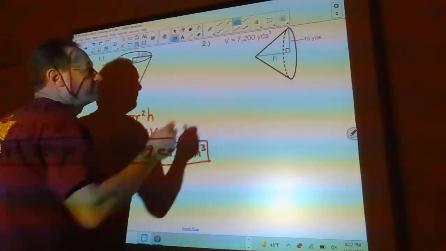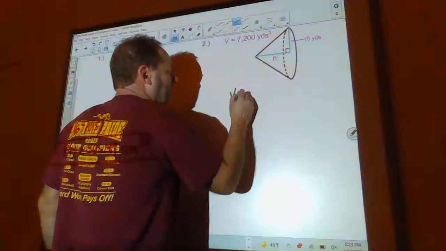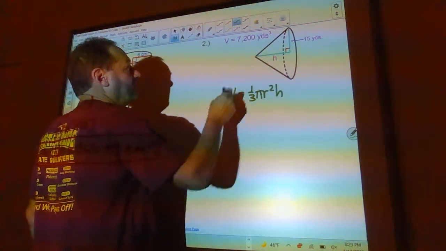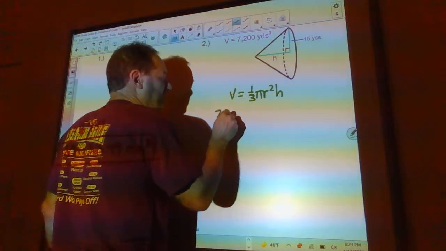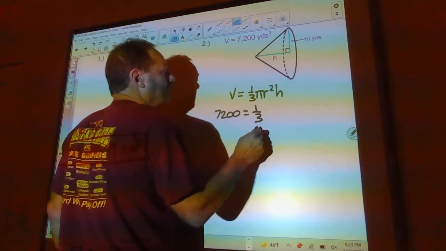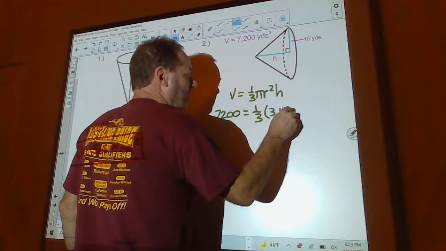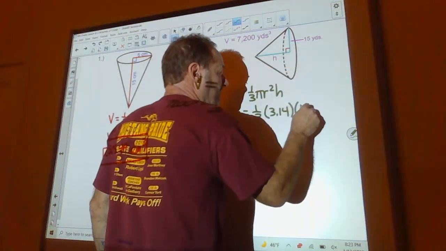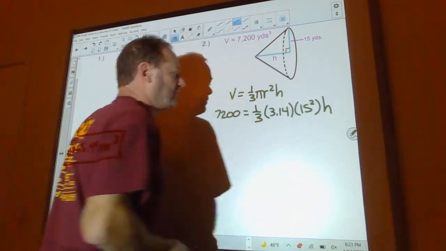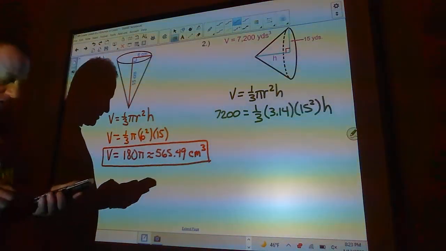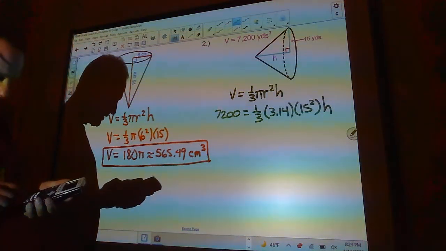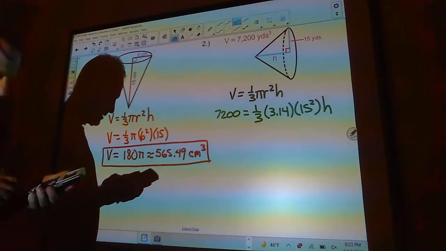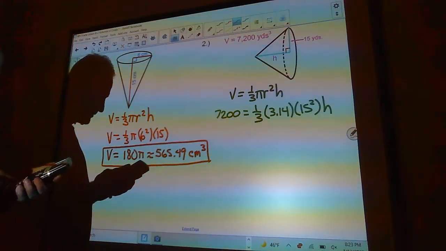Okie doke. On this one over here, go ahead and write down the formula again. 1/3 pi r squared h. Okay, now we know the volume is 7,200. We're going to go ahead and use 3.14 for pi. The radius is 15, so that's 15 squared h. Okay, so let's get to it. 15 squared is 225. Divided by 3 is 75 times 3.14.